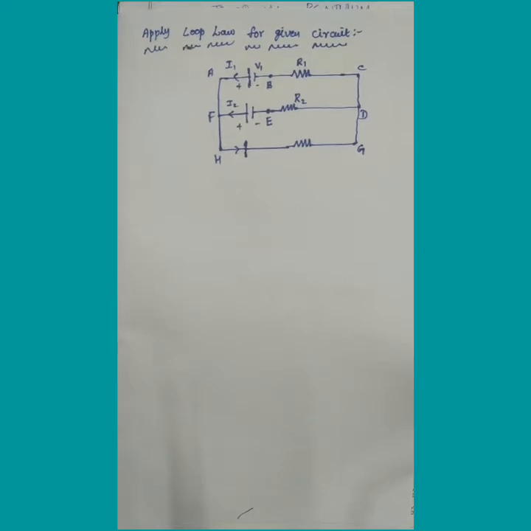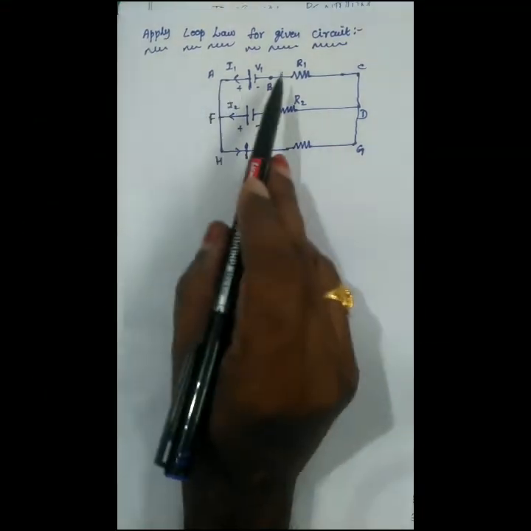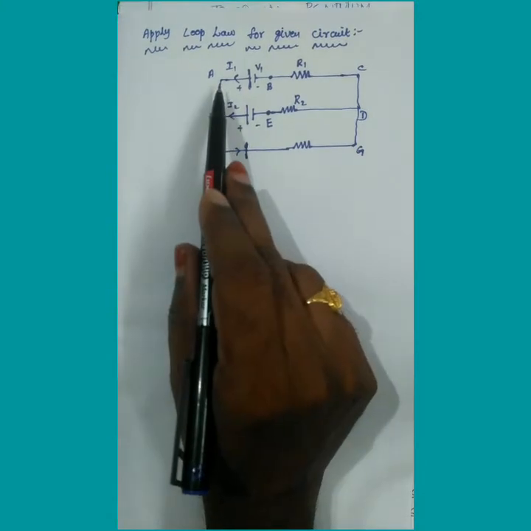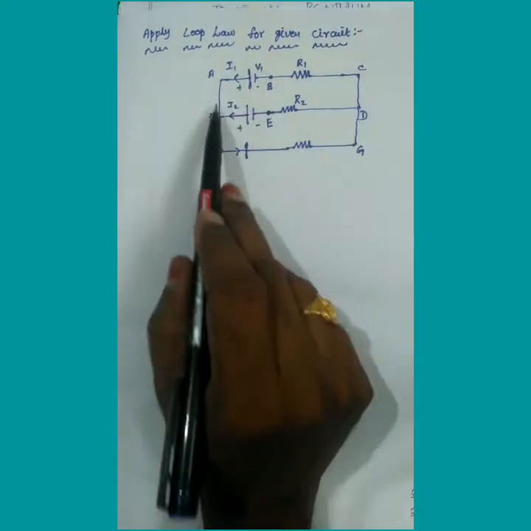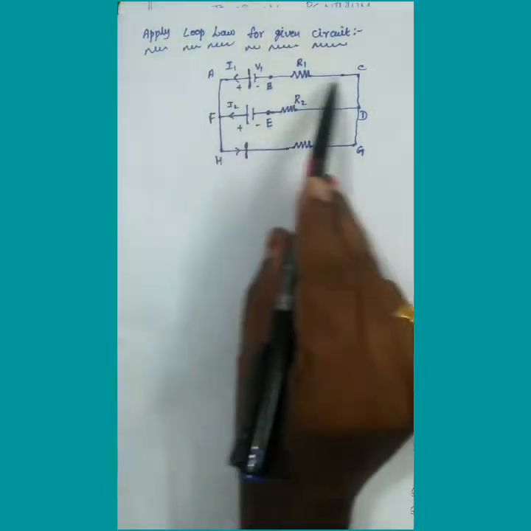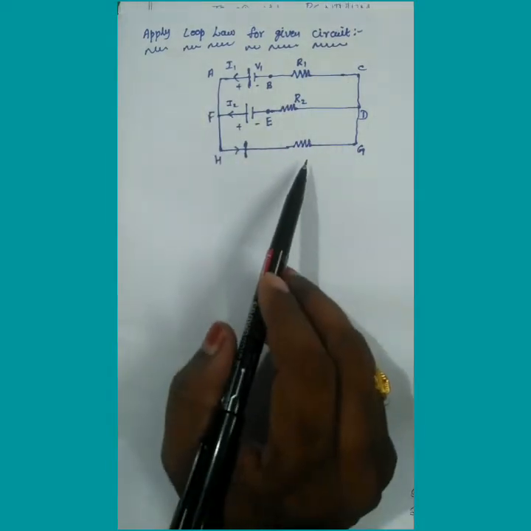In the different stages, we have to take that there are so many loops. This is one loop, A C D F A. Where we have started, there we have to stop, when we reach it again, and that is called a loop. This is one loop, and this is another loop, and this is another loop. So totally, in the clockwise direction there are three loops.